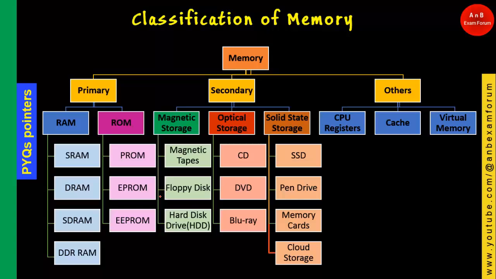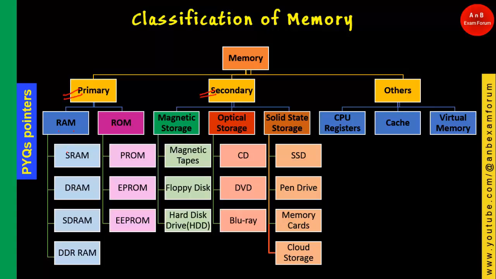So let's see, the next important topic is the classification of memory. In classification of memory, you should remember this hierarchy. Basically there are two types of memory, primary memory and secondary memory. And in primary memory, there are two types of memory, random access memory and read-only memory. Don't worry, we are going to see detail in the upcoming sessions.